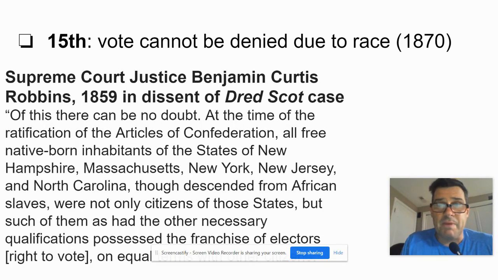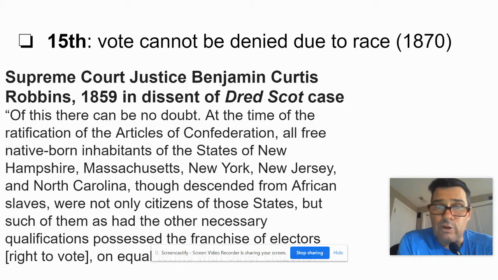Justice Benjamin Curtis wrote the dissent to the Dred Scott case. Remember, the dissent is a person who disagrees with the majority's decision. He's saying why Dred Scott was wrong in what it said. And he said, of this, there can be no doubt. At the time of the ratification of the Articles of Confederation, all free native-born inhabitants of the states of New Hampshire, Massachusetts, New York, New Jersey, and North Carolina, see, there's North Carolina, though descended from African slaves, were not only citizens of those states, but such of them as had the necessary qualifications possessed the franchise of electors, which means the right to vote, the franchise, on equality with all other citizens.